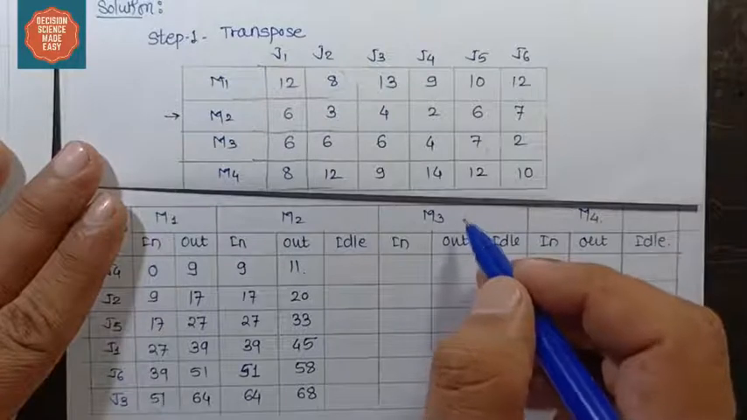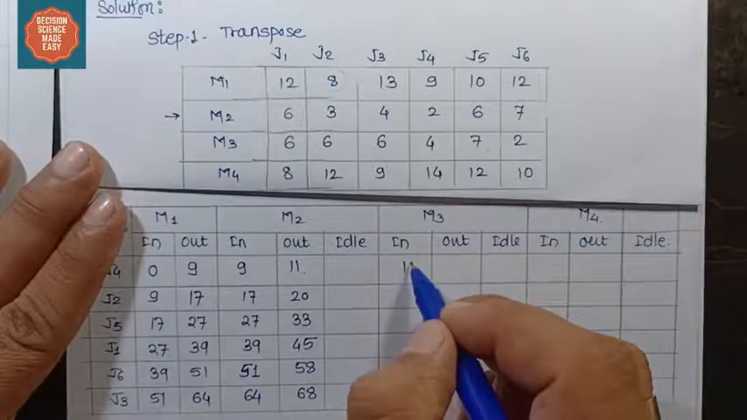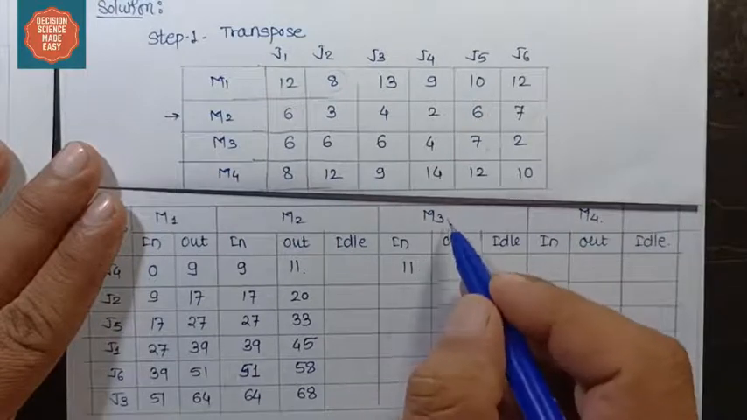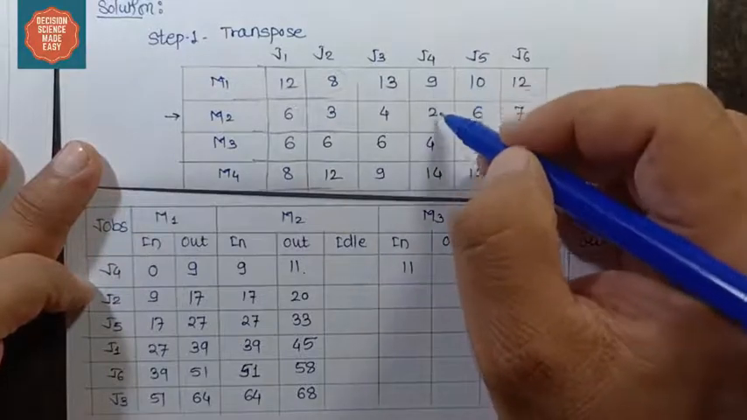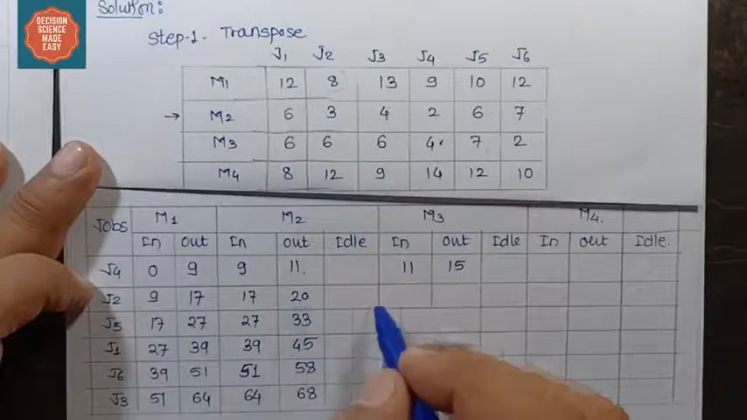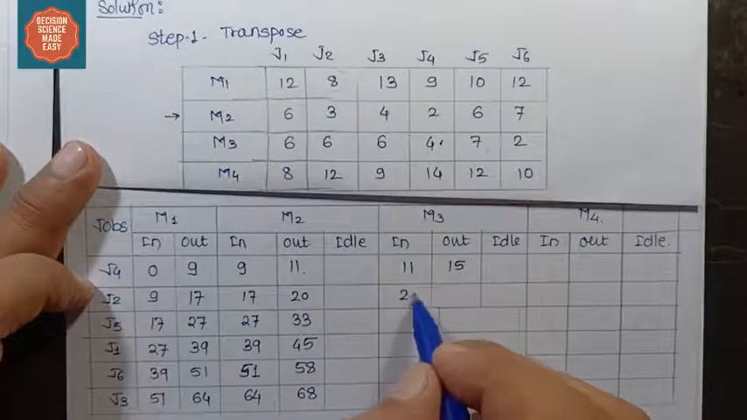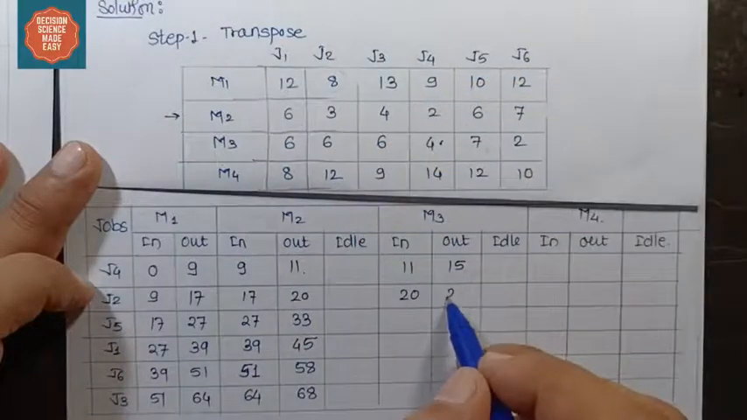Similarly, M3 will remain idle till the time it gets a job from M2, that is, the out time of M2 is nothing but the in time of M3. So the first job is this. Then J4 is 4, so 11 plus 4 is 15. Compare 15 and 20, 20 is greater, so I'll consider 20. Plus the J2 value for M3 is 6, so that is 26.